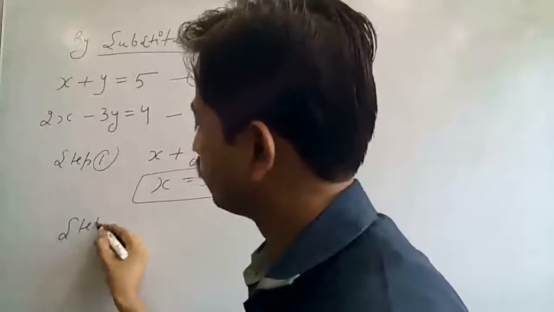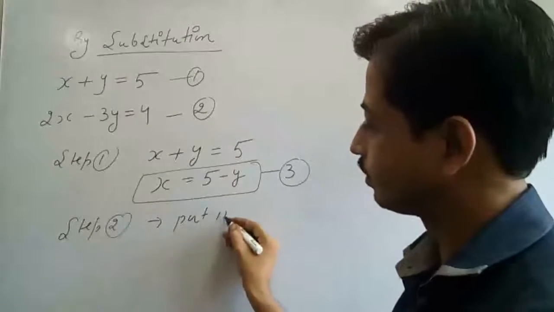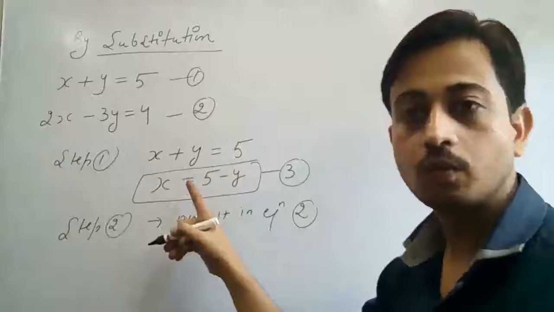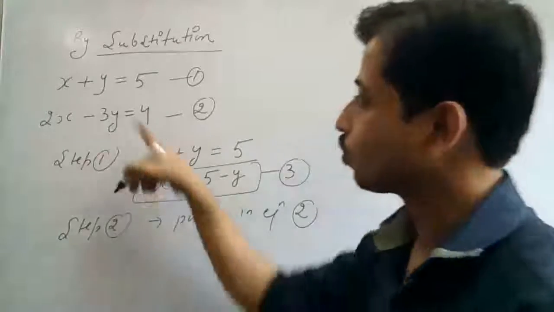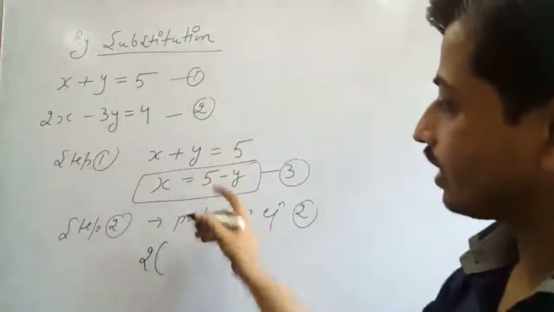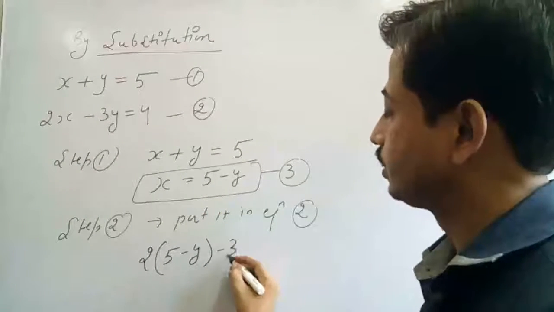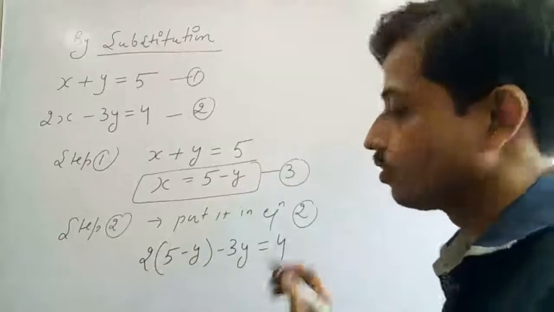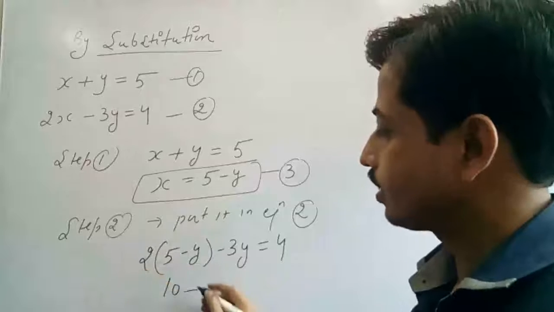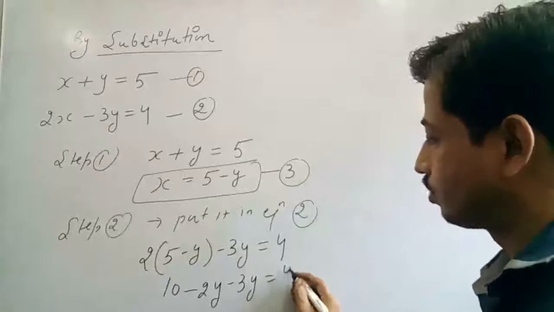Step 2. Put it in equation 2. Now we have to put the value of x in equation 2. What's equation 2? 2 into x, and the value of x is 5 minus y, minus 3y is equal to 4, and solve this. Do multiply. 2 into 5 we get 10, 2 into y we get minus 2y, minus 3y is equal to 4.